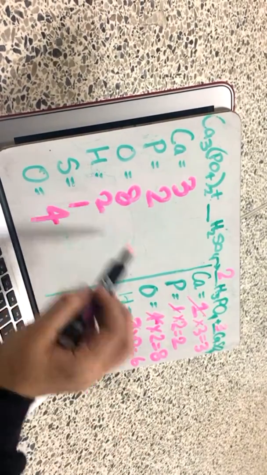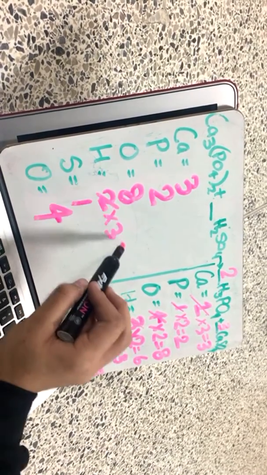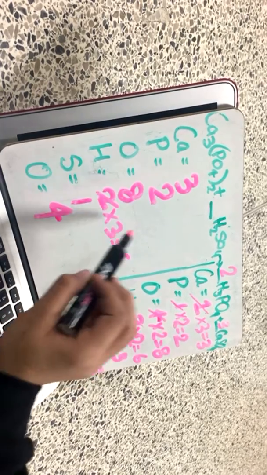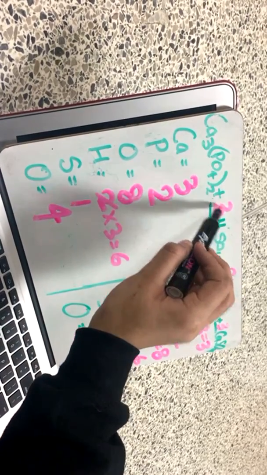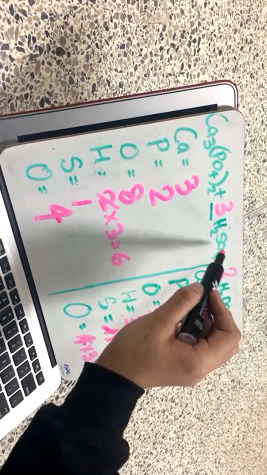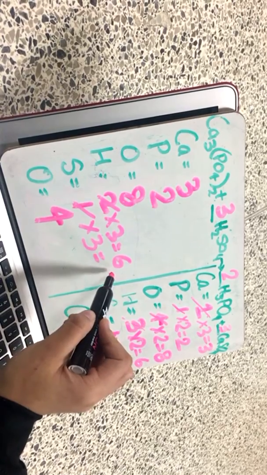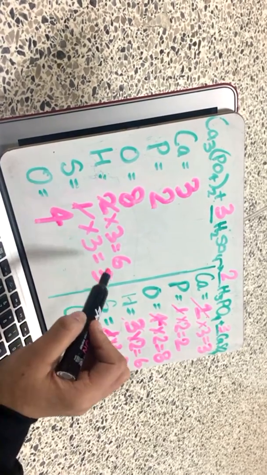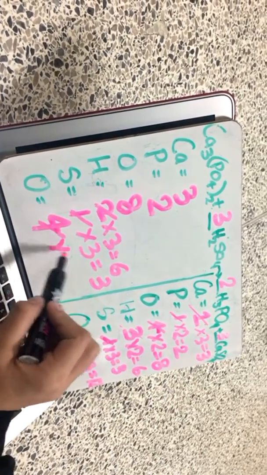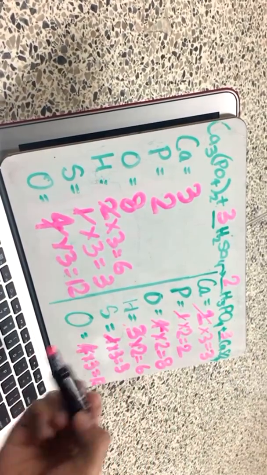So to make 2 equal to 6, we can multiply by 3. And it's the same thing, it affects the whole group. So hydrogen, S and O. And now all the numbers are equal to each other and the equation's balanced.